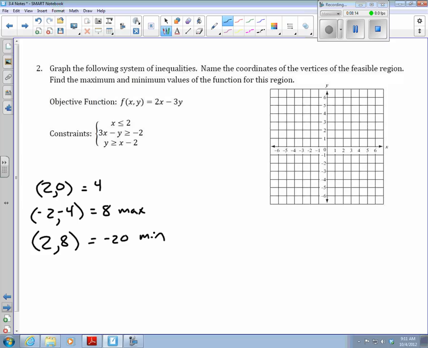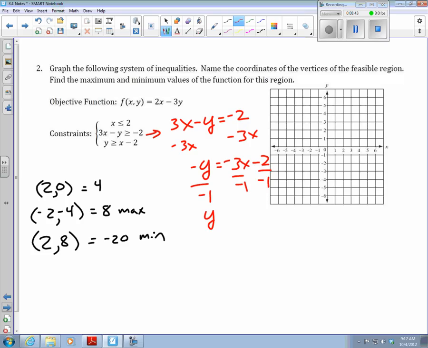You should be able to graph these. The only one I want to look at is this one right here. Because when you find your vertices, you're going to get fractions. So what I would do is put it in slope-intercept form. You have to be careful. 3x minus y is, I'm just going to say equal to -2 for right now. I'm just going to graph the line. Subtracting 3x from both sides, I get -y equals -3x minus 2. And then dividing everything by -1, I get y equals 3x plus 2.